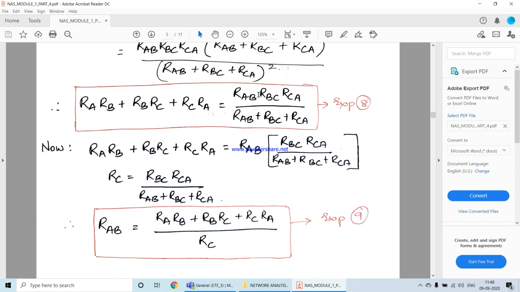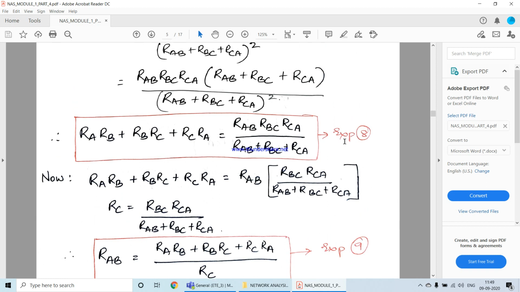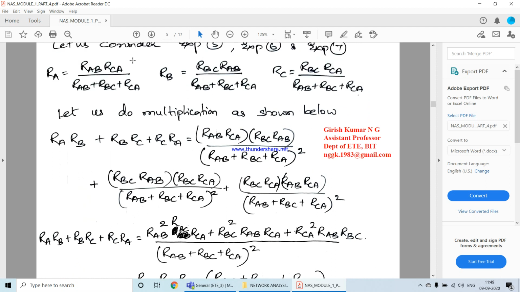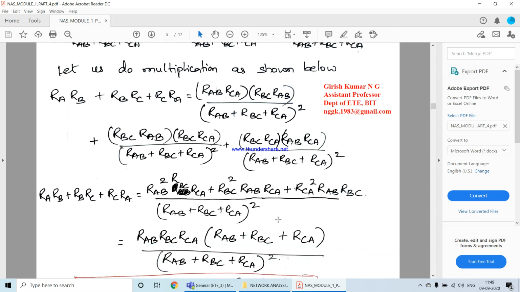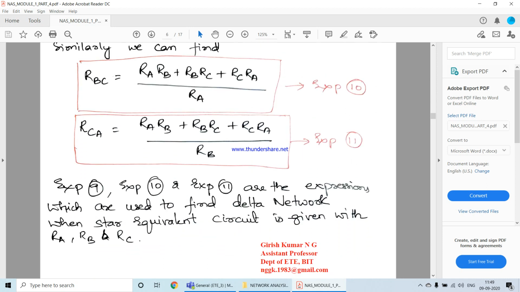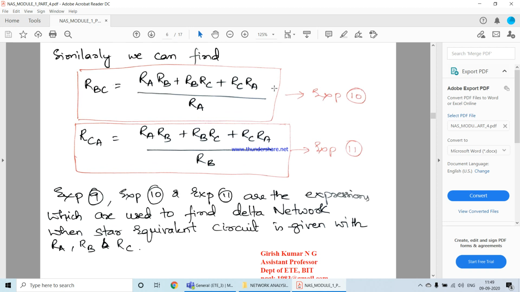Similarly, you can take RBC common outside and you take RAB RCA divided by RAB plus RBC plus RCA. What is RAB RCA divided by RAB plus RBC plus RCA? It is RA. Therefore, you will get RBC equal to RARB plus RBRC plus RCRA divided by RA. Similarly, you can find RCA, which is equal to RARB plus RBRC plus RCRA divided by RB.